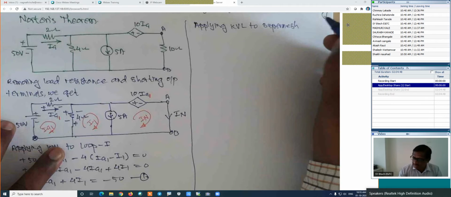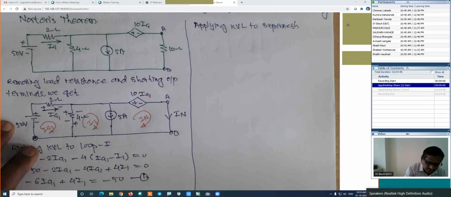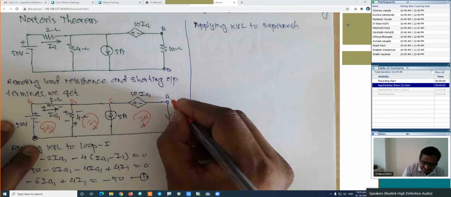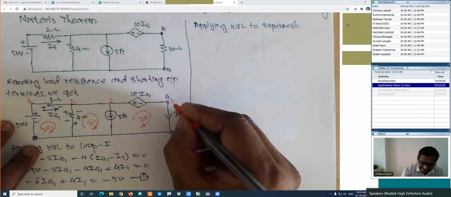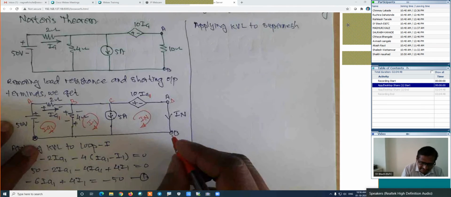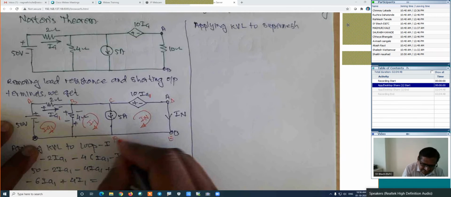Super mesh. Otherwise, I can give the names to this figure. This may be the A, B, C. This is D. Already A, B is there. Otherwise, I will rename it A, B, C, D. This is E. This is F. This is G and H.